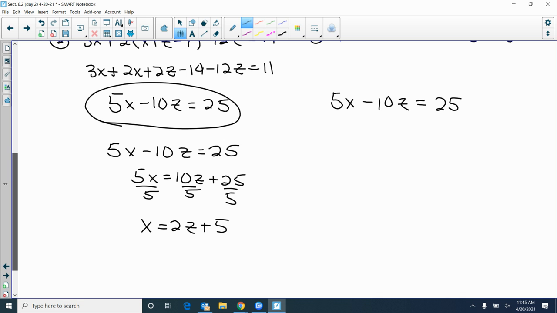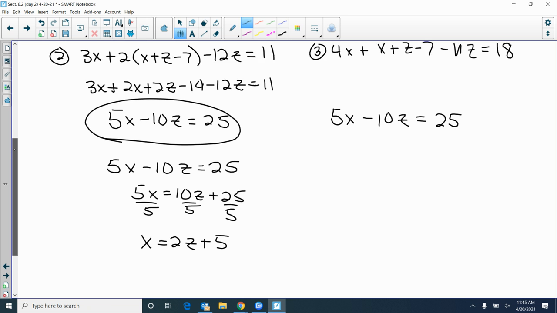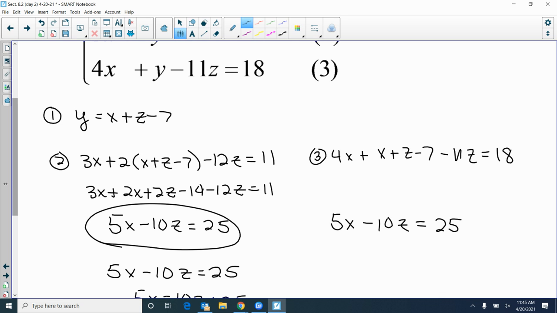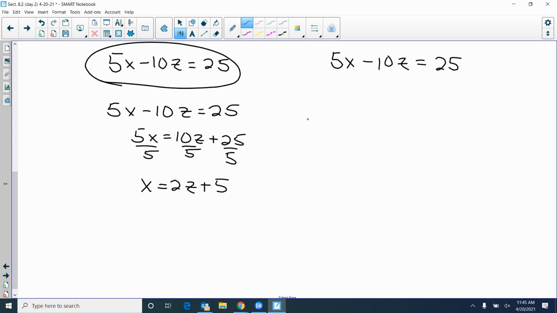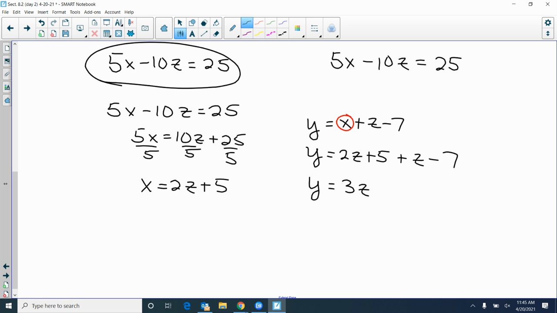Now, what do we also have to do the same thing for? We need to do the same thing for y. We need to figure out what y is. We'll go back to one of your originals. So we have y is equal to x plus z minus 7, right? So y equals x plus z minus 7. I can take x and put in 2z plus 5. So y equals 2z plus 5, plus z minus 7. And that gives me 3z minus 2.